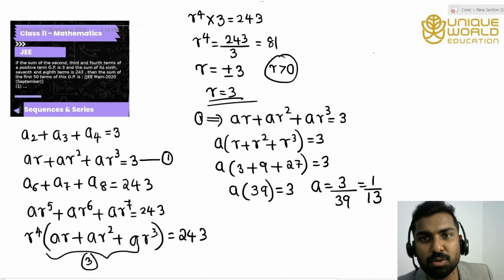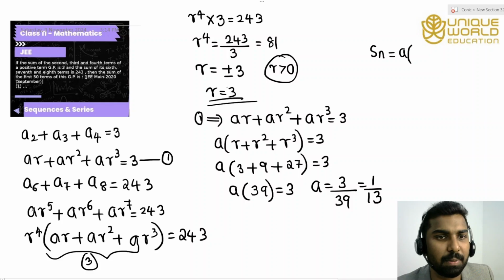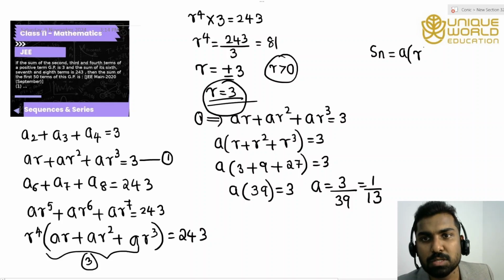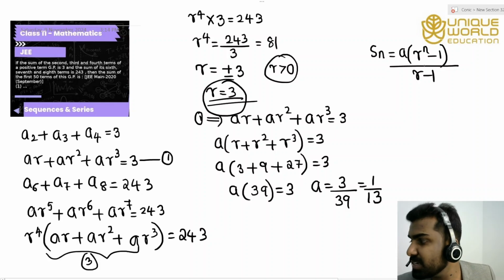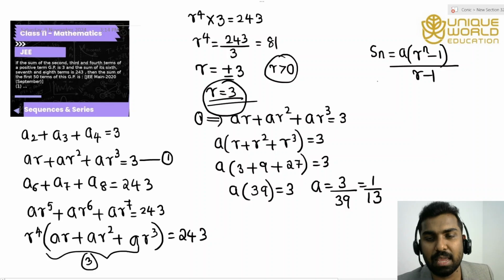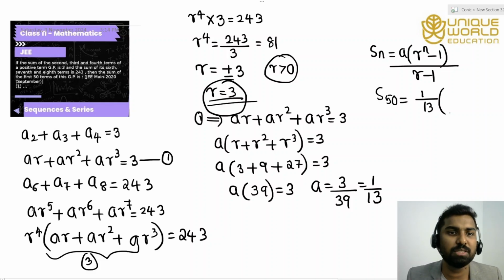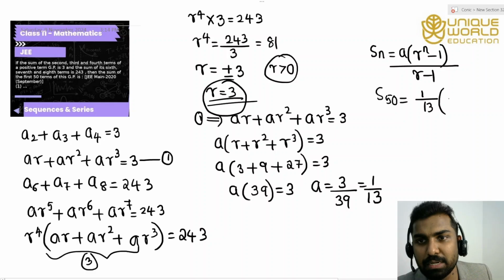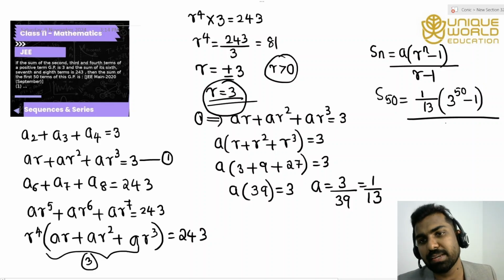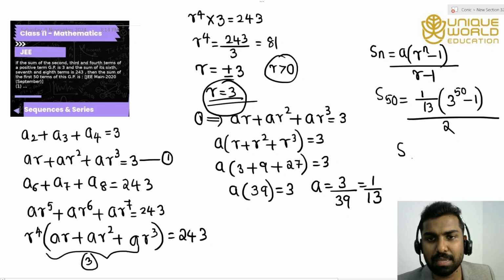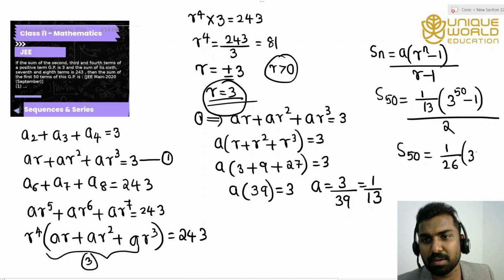Okay, so Sn, we know Sn equal to A into, which formula will we apply here? R is greater than 1. So R power n minus 1 divided by R minus 1. If we substitute this R and A here, S50, the sum of 50 terms, equal to A, which is 1 by 13, into R to the power n. So R is 3, so 3 to the power 50 minus 1 divided by R minus 1. R minus 1 is 3 minus 1, that's 2. If you simplify, S50 equal to 1 by 13 by 2. If you want, I can write 1 by 26 into 3 power 50 minus 1.